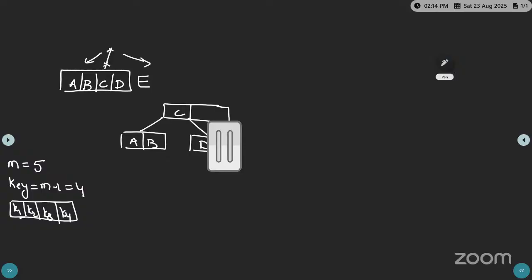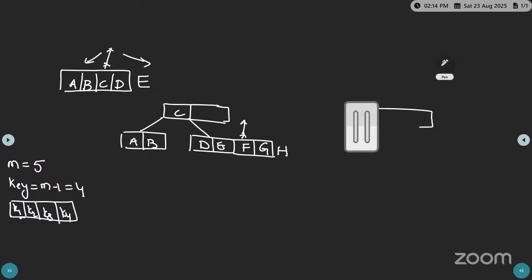Next, A, B, C, D, E. Then F and G. Correct now? Till now, any doubt? Now H, a big problem. Identify this one and move it one level up. So we need to draw here like this. No confusion. C goes one level up.